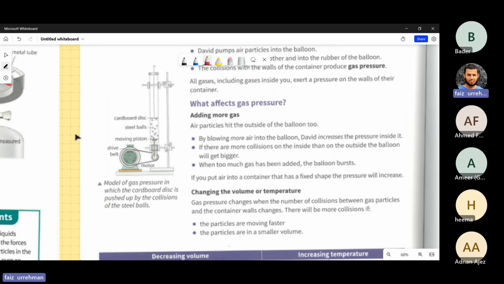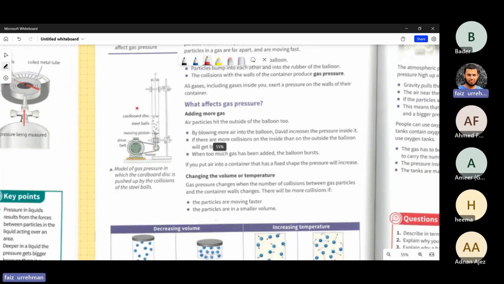Adding more gas, changing the volume or temperature. Yes. For example, if you heat the gas, its volume will increase. So I will tell you the summary here.